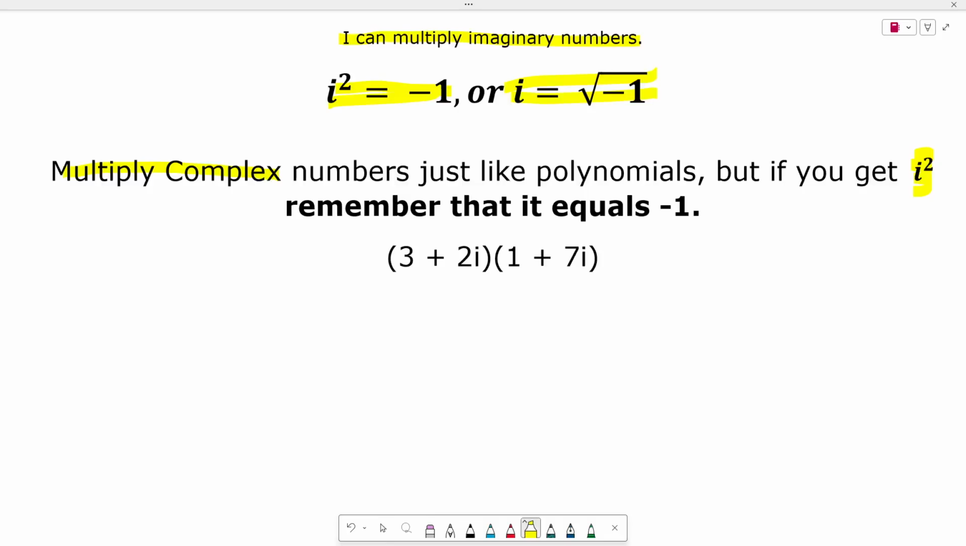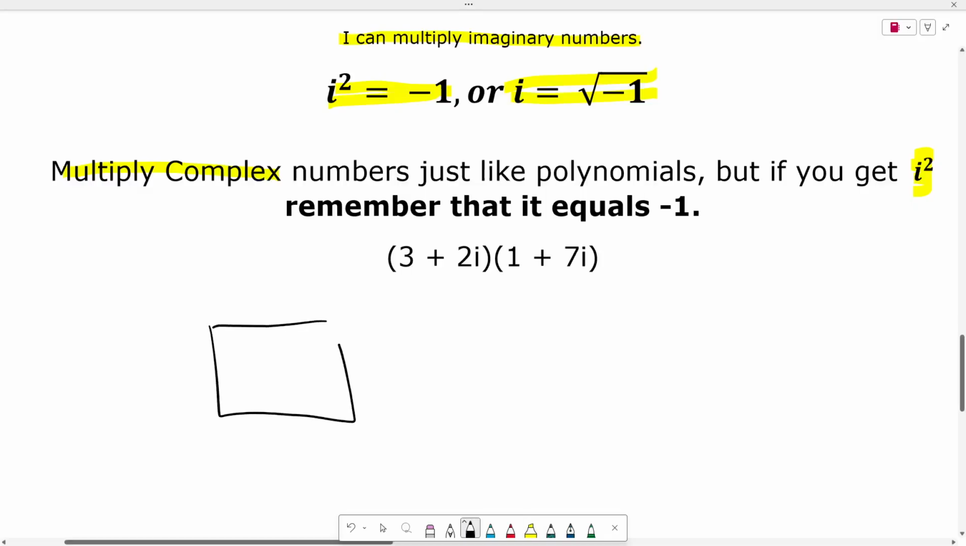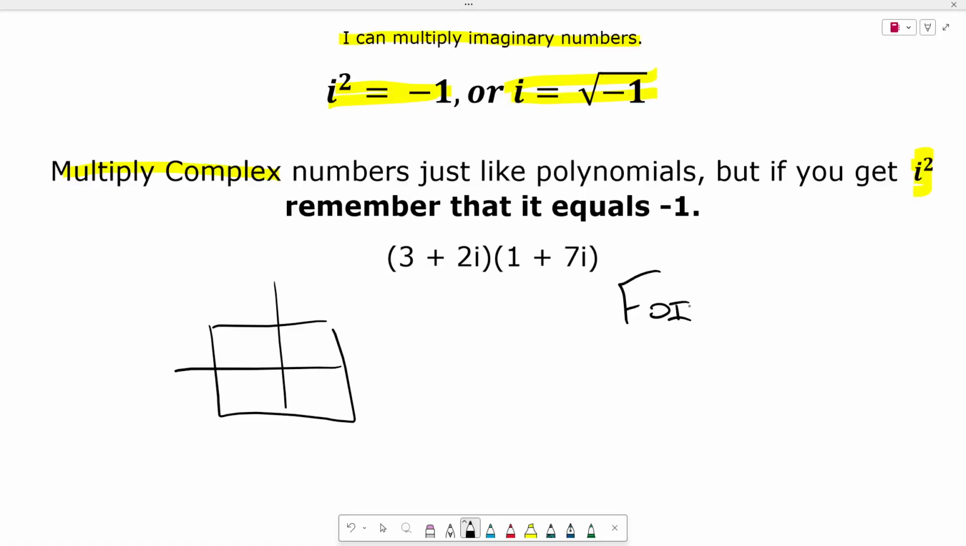Okay? So when we go to multiply these, we can either use our box method for multiplication, or we can use FOIL. Pick whichever one you like to work with better, and just go through and work it out. Let's do the box method with this one. I'm going to put 3 and 2i up top, 1 and 7i here. We go fill in our box.